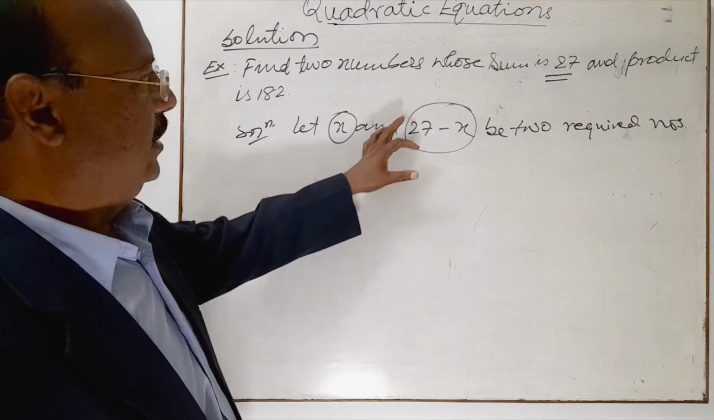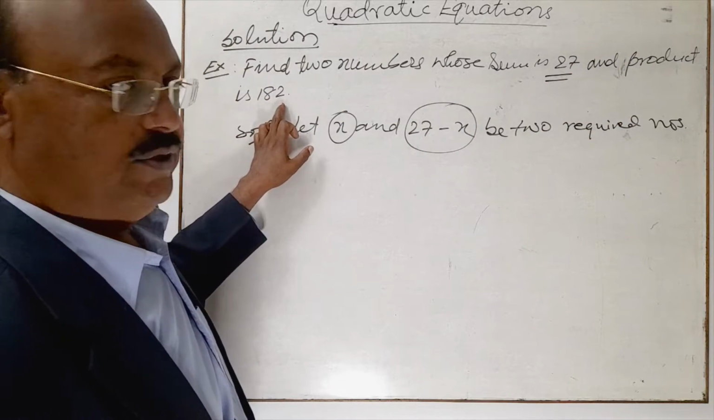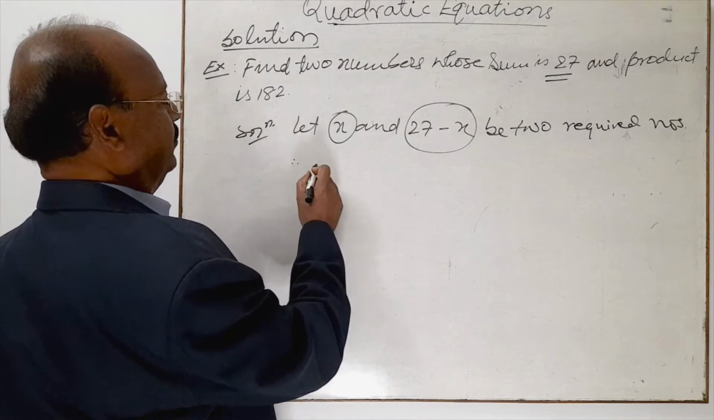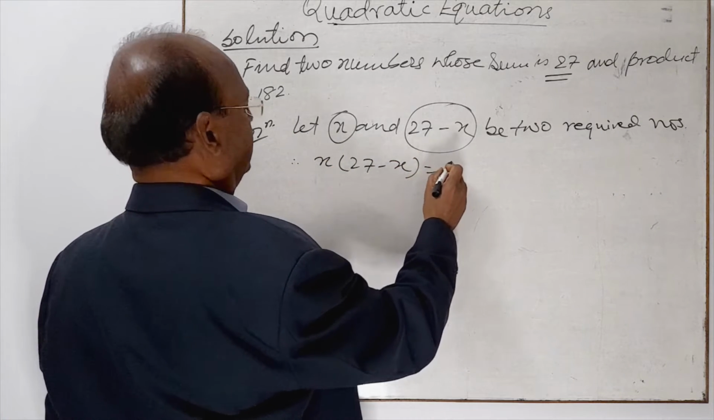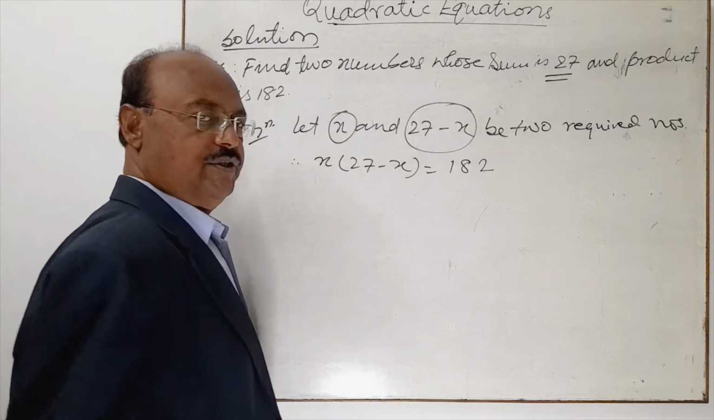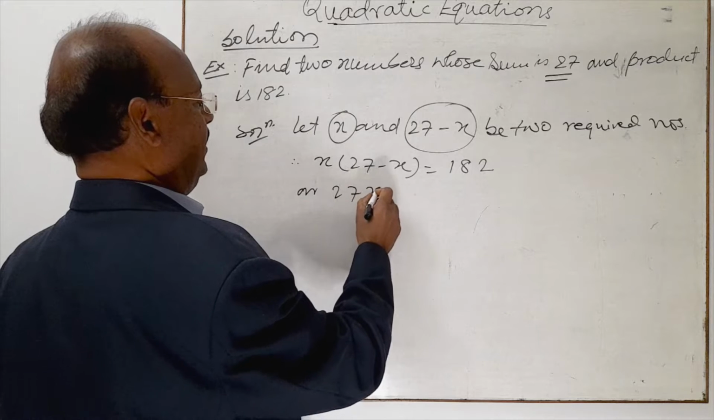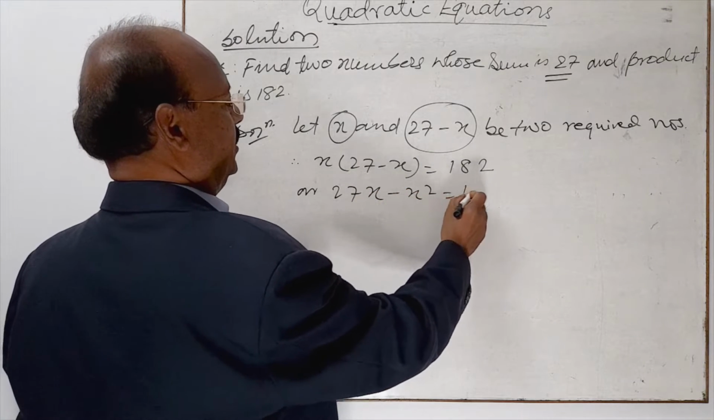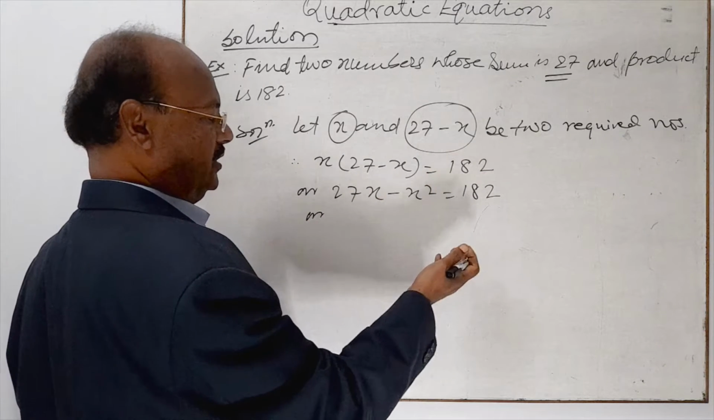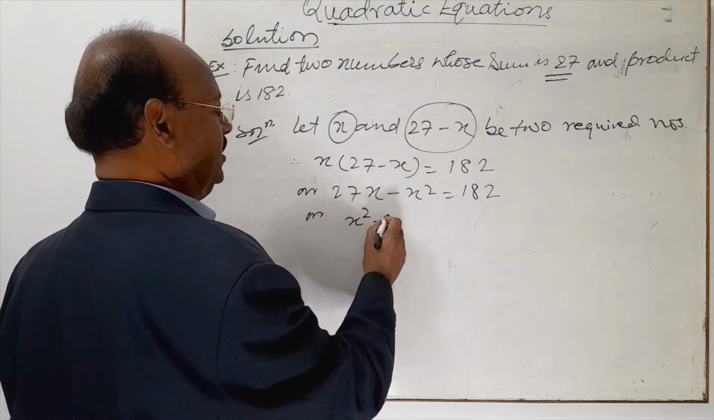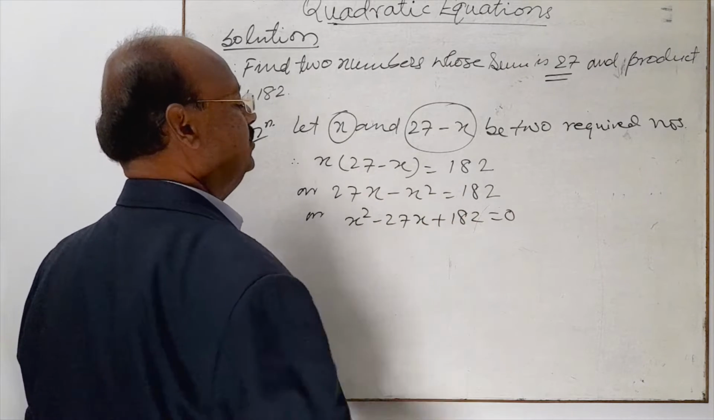Here it is given that the product of these two numbers is 182. Therefore, according to the question, x into 27 minus x is equal to 182, or by multiplying these two expressions, 27x minus x square is equal to 182. Transposing these terms to the other side, you will get x square minus 27x plus 182 is equal to 0.